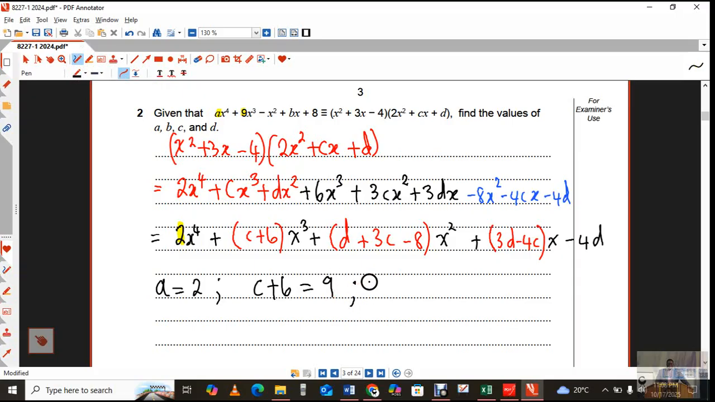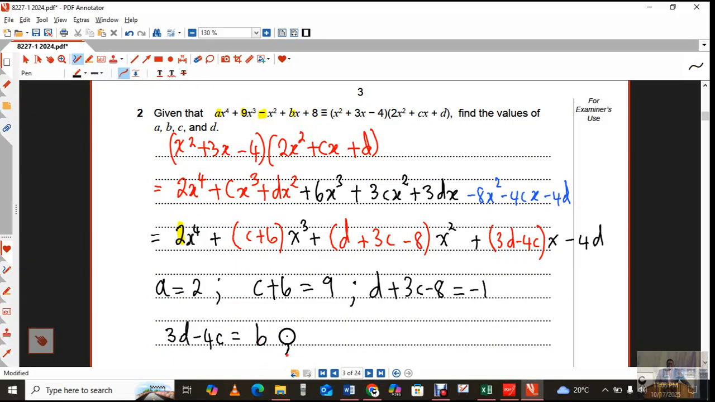The next one that I'm going to look at is d plus 3c minus 8, and this should equal the term that contains x squared over here, which is negative 1. So this should equal negative 1. And lastly, I'm going to take 3d minus 4c, the term that has the x, and that is equal to b. So I'm just going to let that equal b.